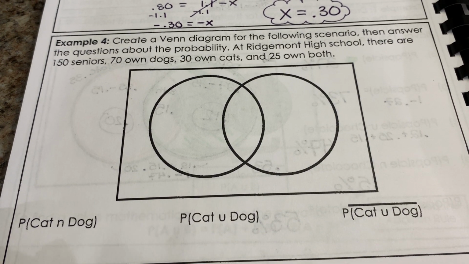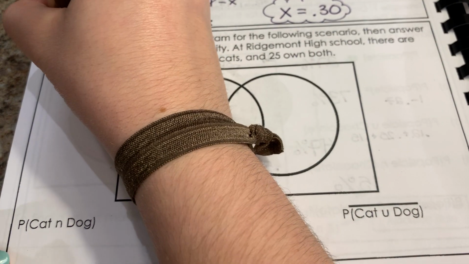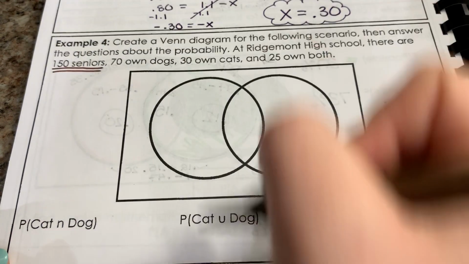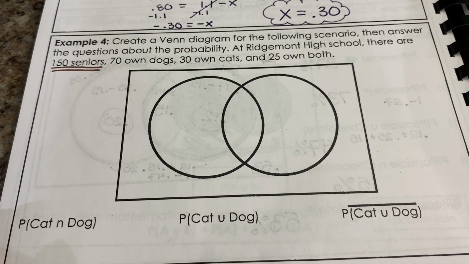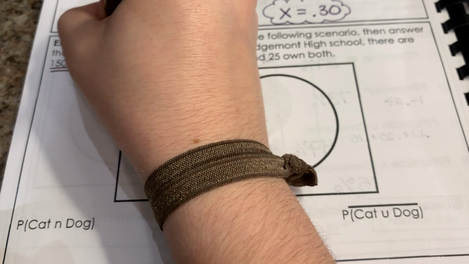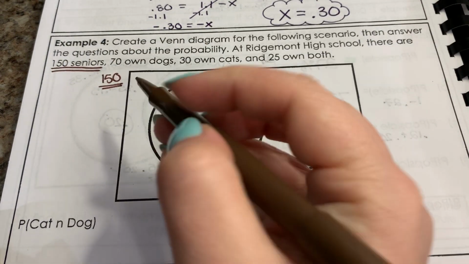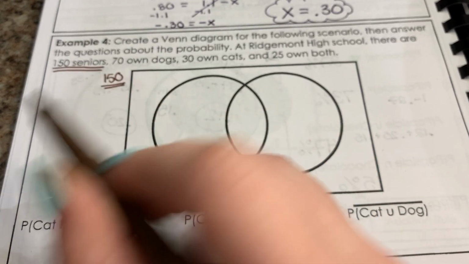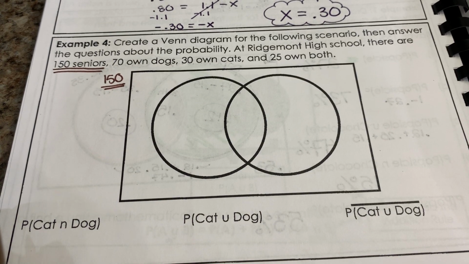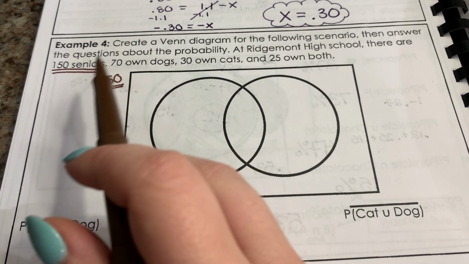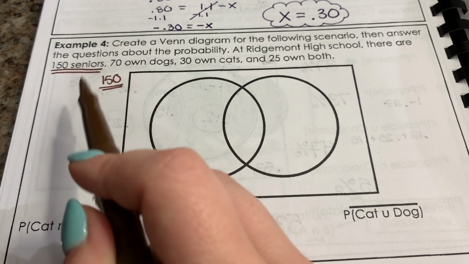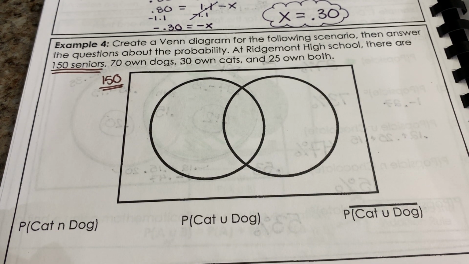So let's talk about this. Create a Venn diagram for the following scenario, then answer the questions about the probability. At Richmond High School, there are 150 seniors. So pause right here: 150 seniors. That is your sample space. Your entire thing must add up to 150. Remember before I said that it always has to add up to your total? Before, our total was 100%. Here we're talking about data, so our total is how many people there are. So there are 150 seniors.